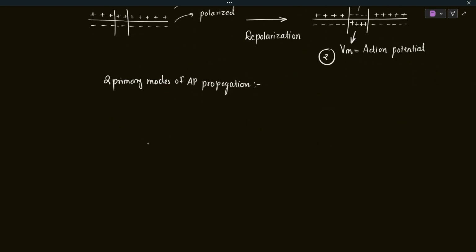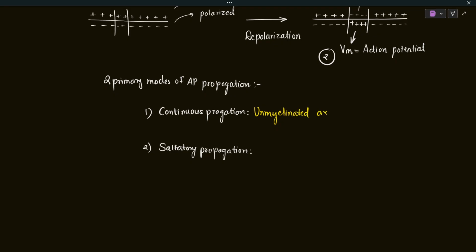Okay, the first one is the continuous propagation. It means when the action potential is generated at one point, it travels continuously throughout the axon. That is what we call continuous propagation. And the other one is saltatory propagation. The continuous propagation is seen in unmyelinated axons, the neurons whose axons are unmyelinated, while the saltatory propagation is seen in myelinated axons.